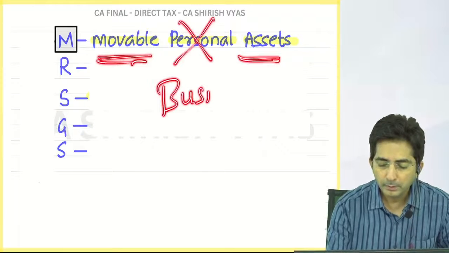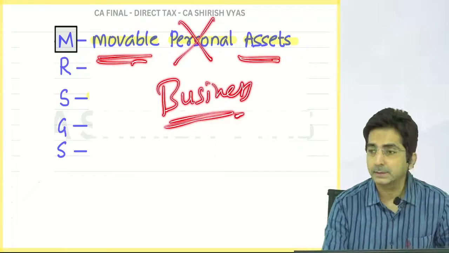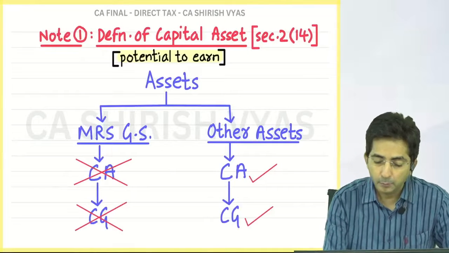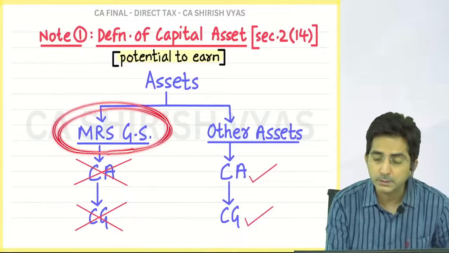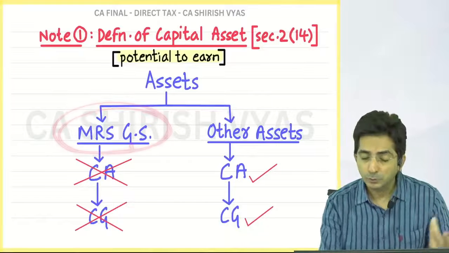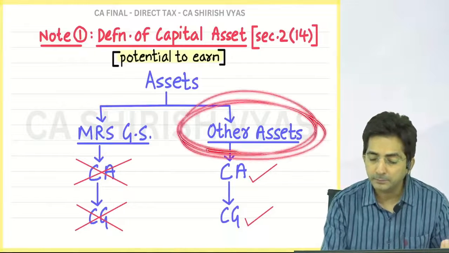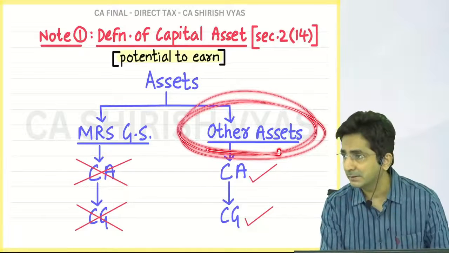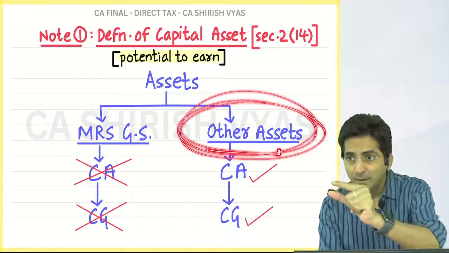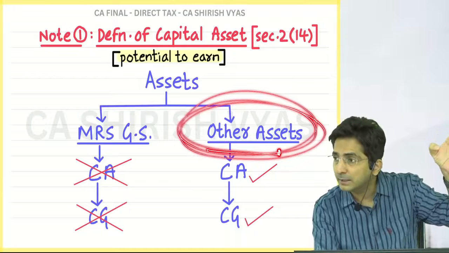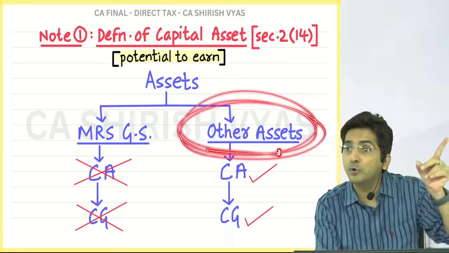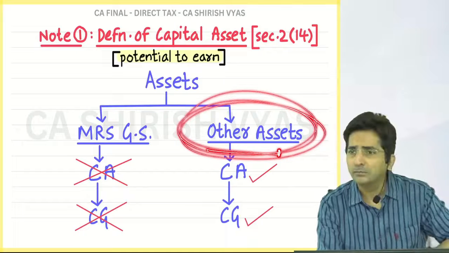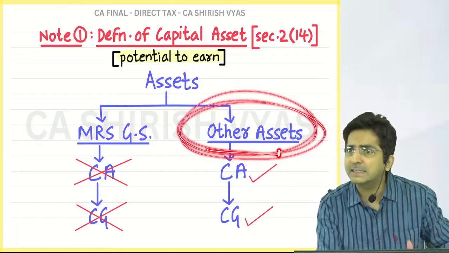Movable business assets. So see, movable personal comes in Mrs. GS. So where will movable business come? Others. So like air condition. If an air condition is installed in the classroom, it becomes a movable business asset, not a movable personal one.